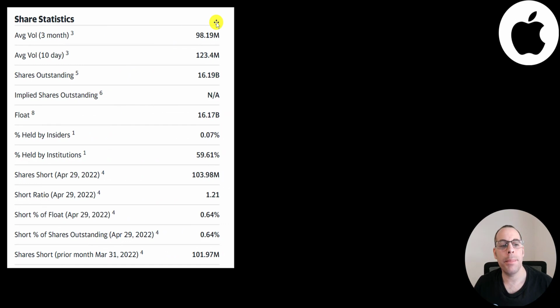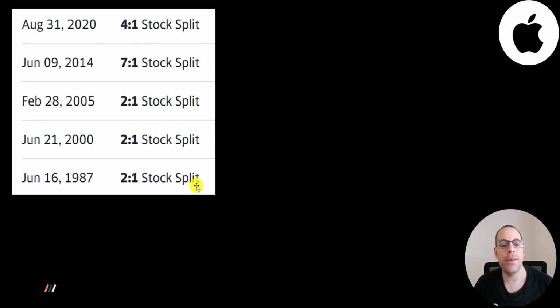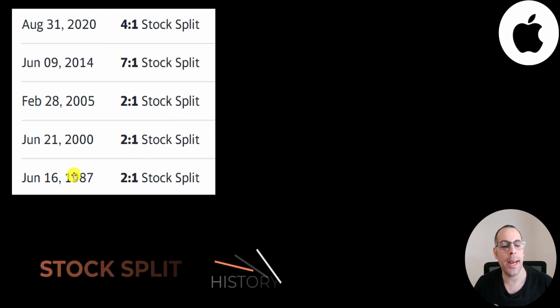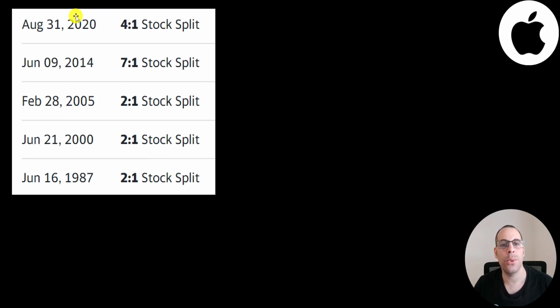This is a really popular stock. Over 100 million shares are traded each day. Pretty much all the shares outstanding are on float. 60% are held by institutions, and less than 1% of the shares are shorted. They've done 5 stock splits: a 2-for-1 in 87, 2000, and 2005. They did a 7-for-1 in 2014 and a 4-for-1 in 2020.